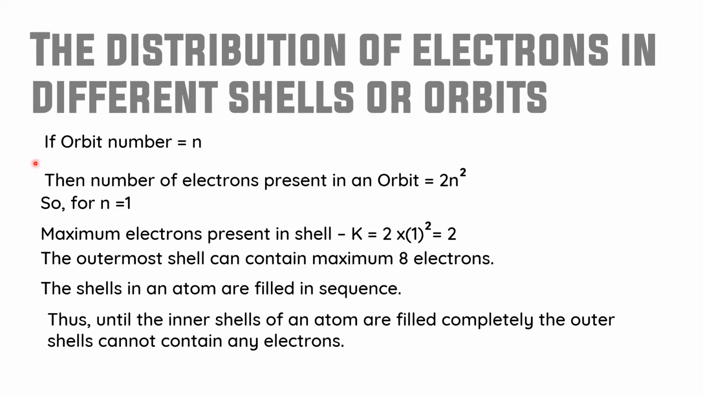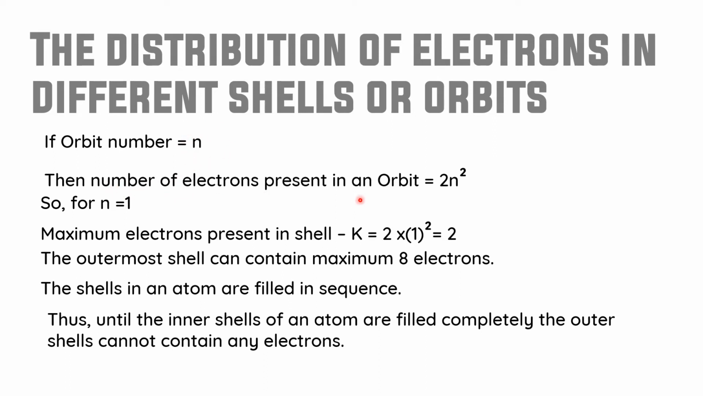And here are some rules we follow for the distribution of electrons. See, the first one, orbit number. We consider each orbit number as n. You know that many orbits or energy levels are there, K, L, M, N or 1, 2, 3, 4, like that. And for each level or each orbit, the number we can write as small letter n.